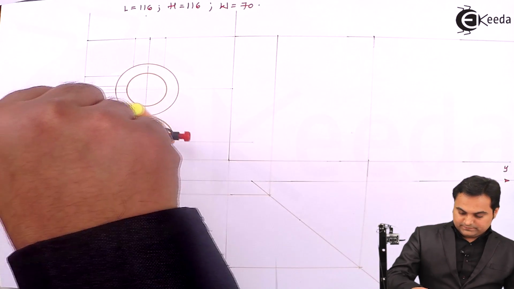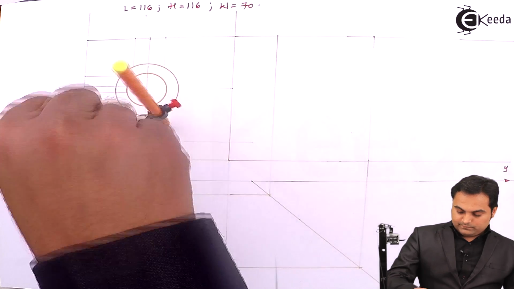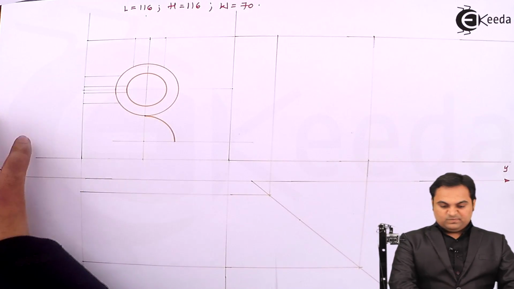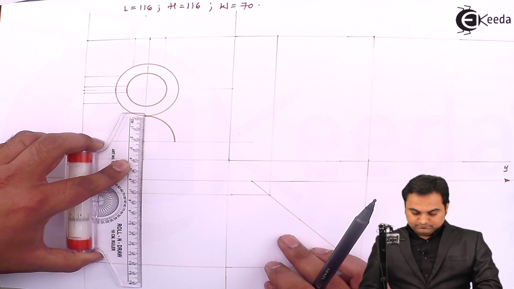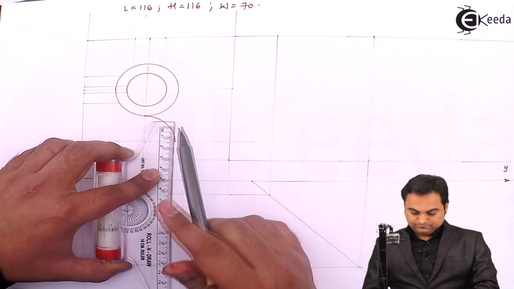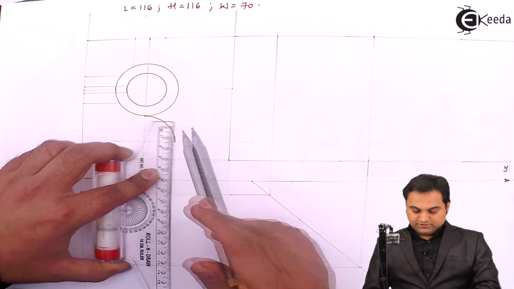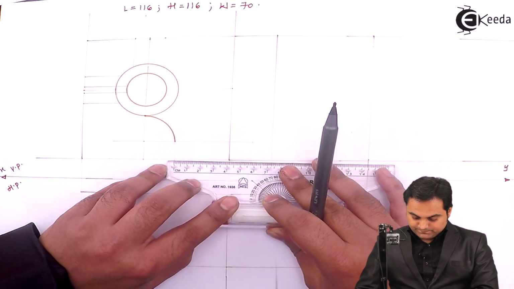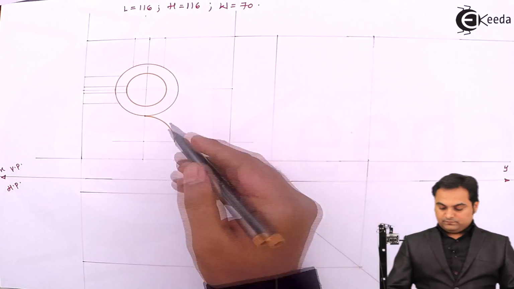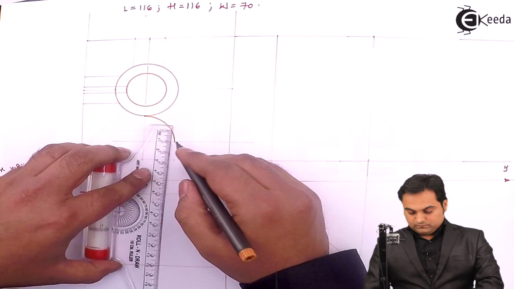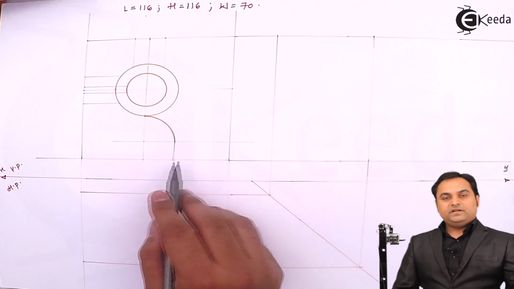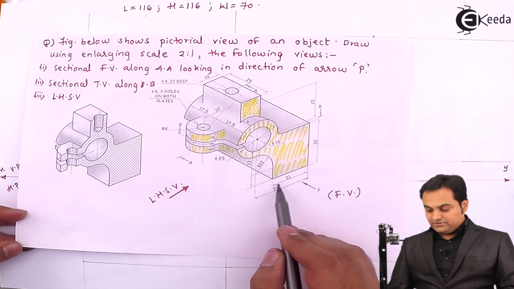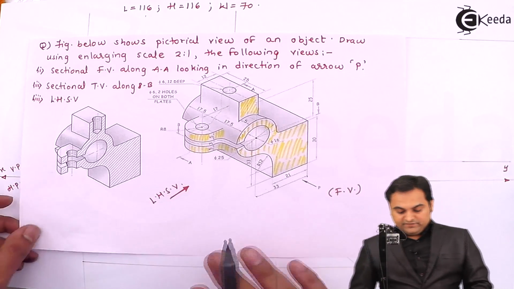Drawing it light, projecting it light. This distance is 42 mm, that is double the scale, and exactly here it is 21. So we have reached up till here.